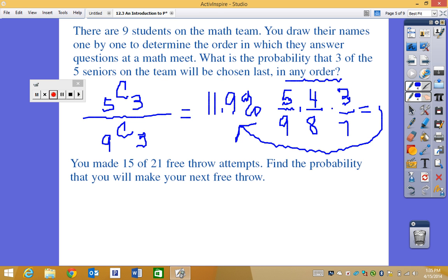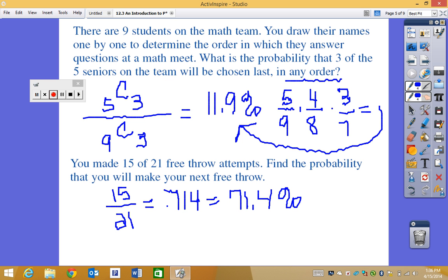Next question. You made 15 of 21 free throw attempts. Find the probability that you will make the next free throw. So I have made 15 out of 21. That's going to give me 0.714, or 71.4%. Also, if we wanted to leave that in fraction form, we could reduce that to 5/7.